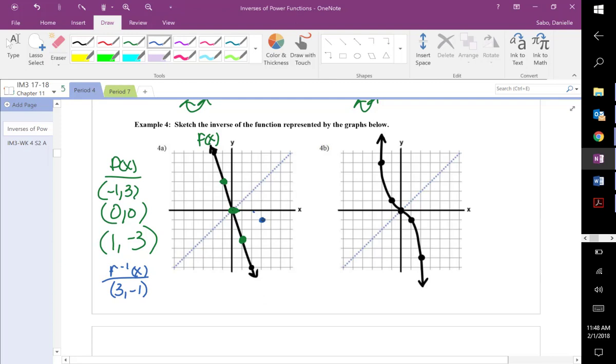Some of you can just look at that and say in your head, okay, I went left 1, up 3, so now I'm going to go right 3 and down 1. That's fine. You don't have to write this out if you don't need to, but I'm going to. 0, 0, when you switch them, becomes 0, 0 again. What does this point become? Negative 3, 1. Beautiful. 1, 2, 3, up 1. I'm going to graph that in, and I'm going to label that for myself so I know that that was the inverse.